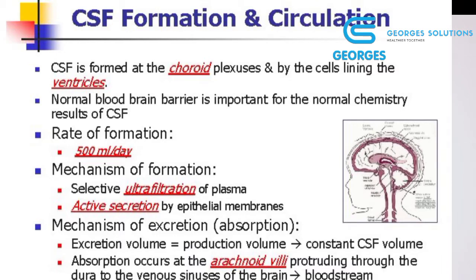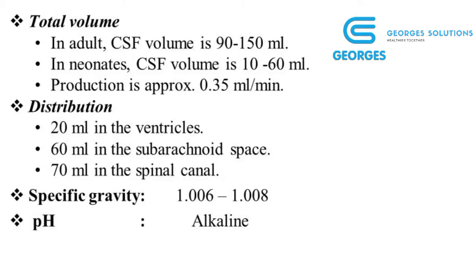In normal adults, approximately 20 milliliters is produced every hour, and the excess CSF is continuously reabsorbed by arachnoid villi, and it is returned to the venous system, thus maintaining a consistent amount of fluid under the intracranial pressure between 50 to 180 millimeters of mercury. Generally, the total volume of CSF circulating throughout the adult central nervous system, that is the brain and the spinal cord, is approximately 90 to 150 milliliters. In newborns, this volume is 10 to 60 milliliters.